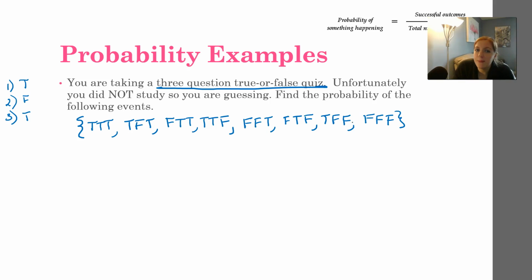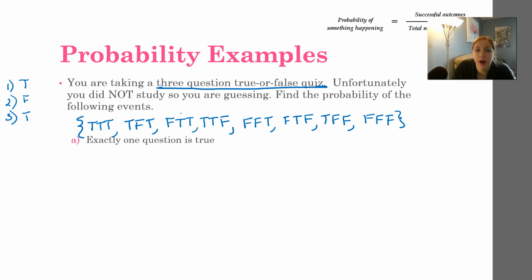So how many total outcomes do we have in this sample space? We have 1, 2, 3, 4, 5, 6, 7, 8. And if you want to hear more about that sample space, go back to week 1. We talk about sample space and how to come up with that. So check that out. But let's jump into probability now.